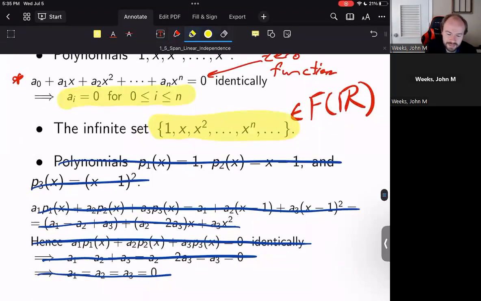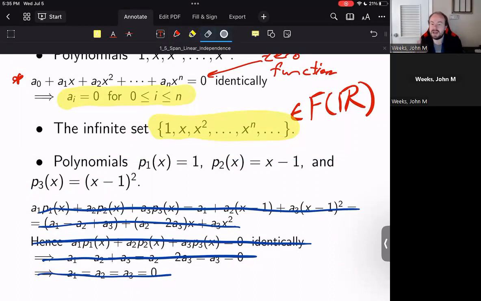Let's take a look at another finite collection while we're at it. Let's take the polynomials P1, P2, and P3, all living inside the space of polynomials. Let P1 be just the constant polynomial 1, P2 be the degree 1 polynomial x minus 1, and then P3 be the degree 2 polynomial (x minus 1) squared. And the question is, is this going to be linearly independent?